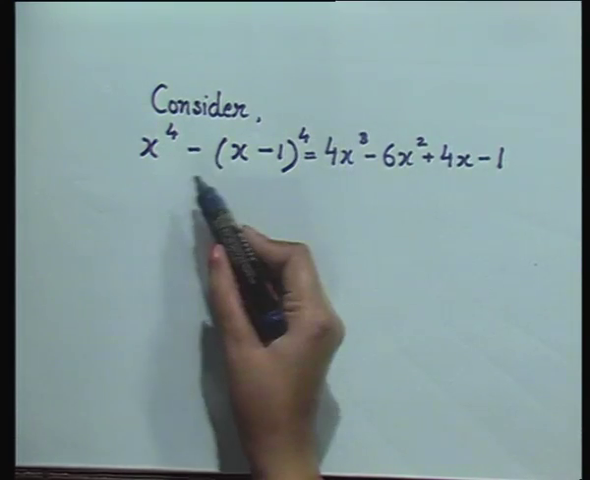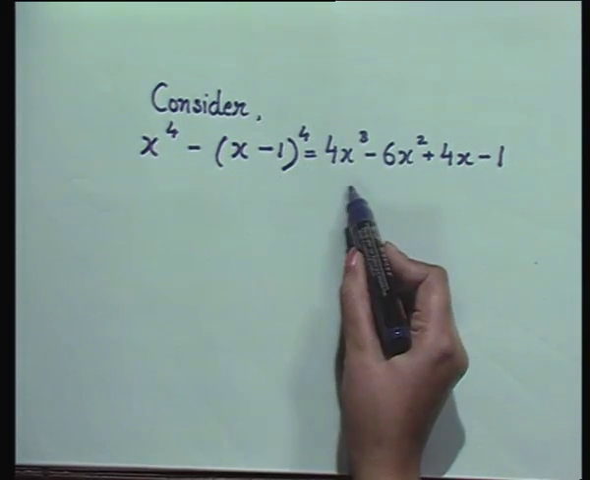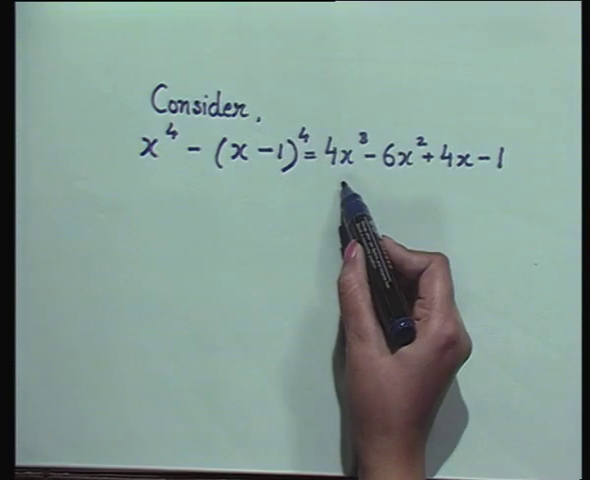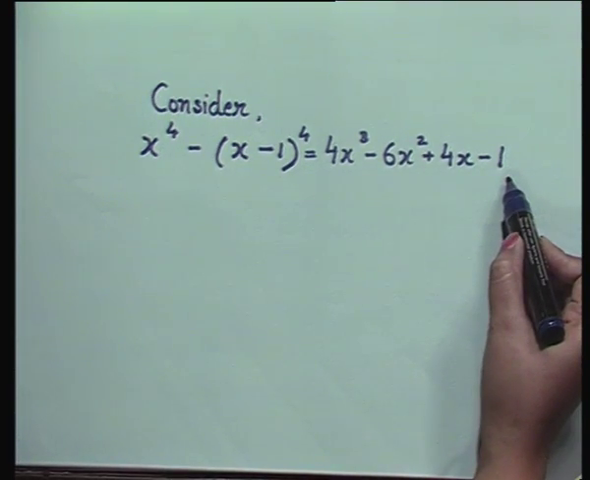This time we will consider x to the power 4 minus (x minus 1) to the power 4, and on simplification it does give you 4x cube minus 6x square plus 4x minus 1. What you can do is repeat almost the same procedure as we have done in the sum of the squares.